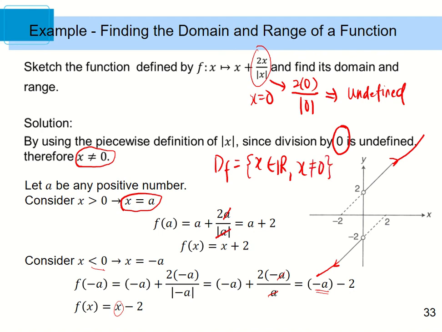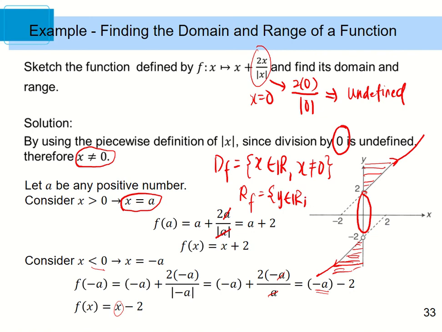Now, how about the range? For the range, refer to the y. This is the graph. We can see y can be any value less than negative 2 and more than 2. You can see for this part, there is no graph, which means y does not have any value here.